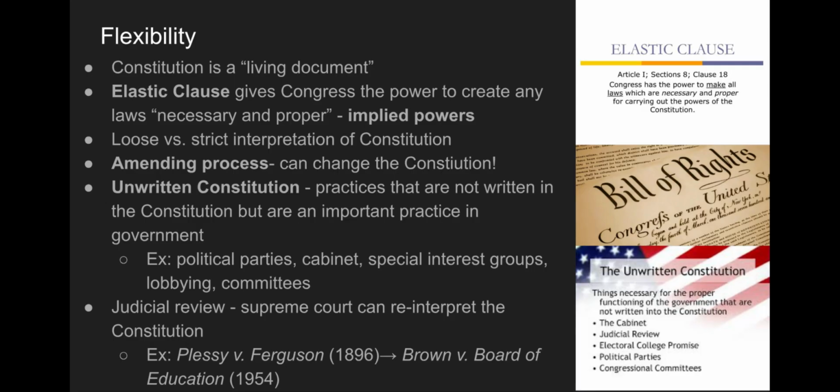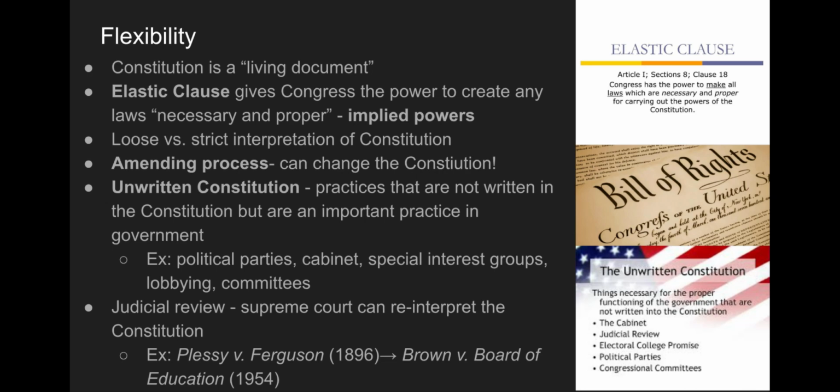The cabinet is not written in the Constitution, but George Washington creates this. We have special interest groups that represent these special interests, things that people want in government. For example, the NRA, the National Rifle Association, is a major interest group that tries to pass laws to keep gun ownership easy to obtain. And special interest groups do a practice called lobbying. That comes from the word lobby. Like literally, people from special interest groups will go wait in the lobbies of congressmen to try to get them to approve laws that they like.